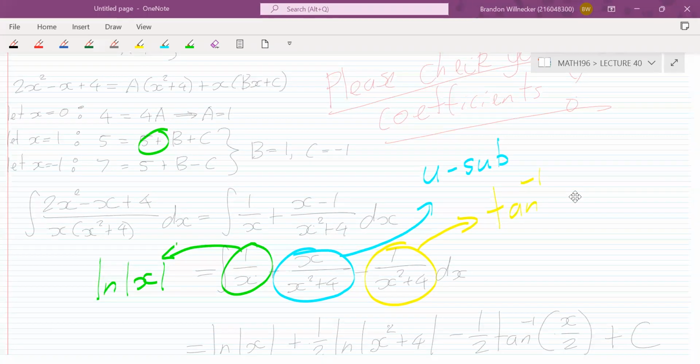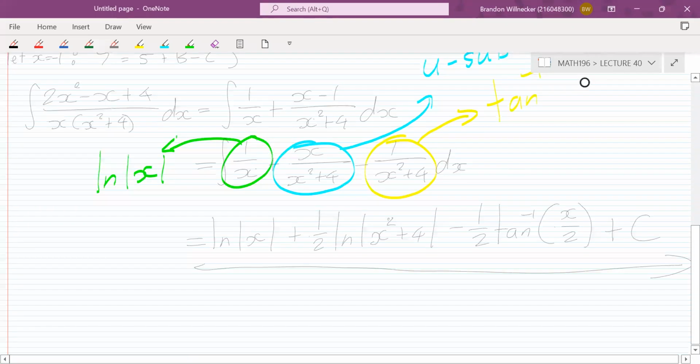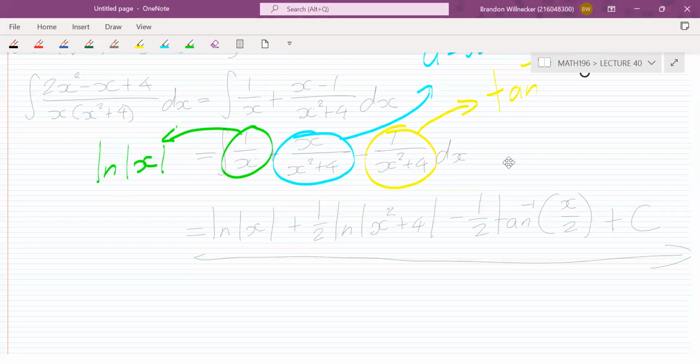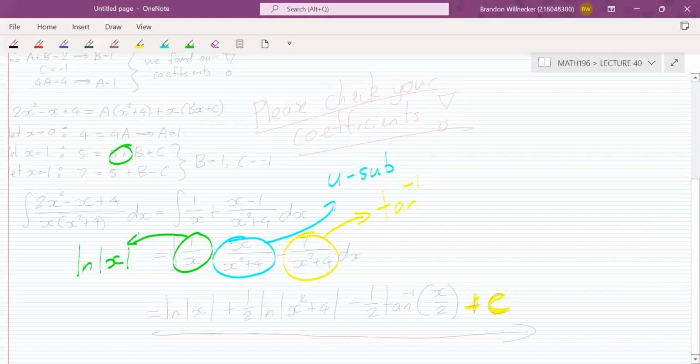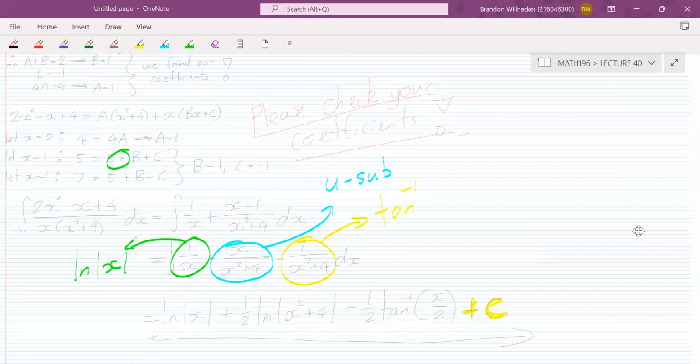Okay, then you substitute your coefficients back into your decomposition formula. You will get a number of terms at the end. Okay, so we got 3 terms here. You integrate each of the terms and then add it all together. And don't forget your plus c. Okay, so that's all the steps involved in this partial fraction decomposition and integration.